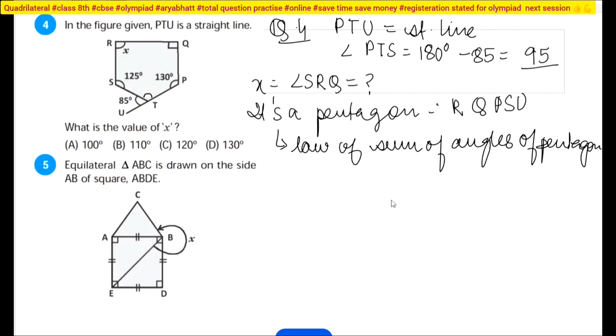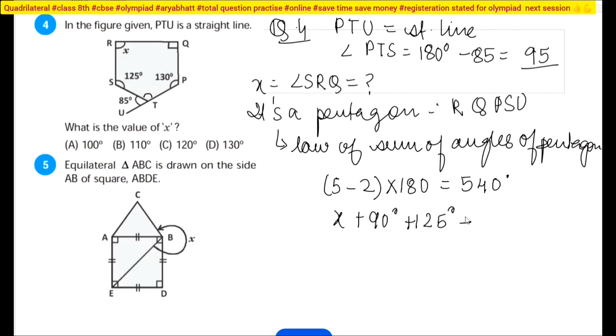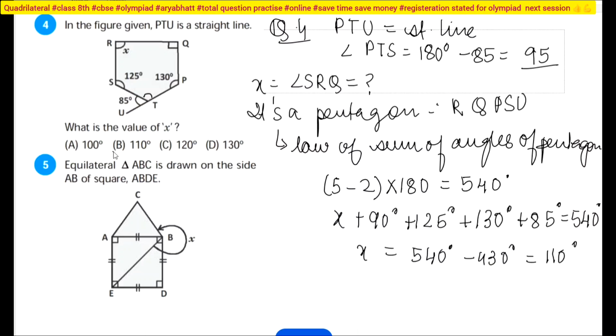So what will I get? I will get (5 minus 2) into 180 degrees is equal to 540. So what will I get? X plus 90 degrees plus 125 degrees plus 130 degrees plus 85 degrees is equal to 540 degrees. So I will get x is equal to 540 degrees minus 430 degrees. So it will be 110 degrees, right? So the option will be 110 degrees.